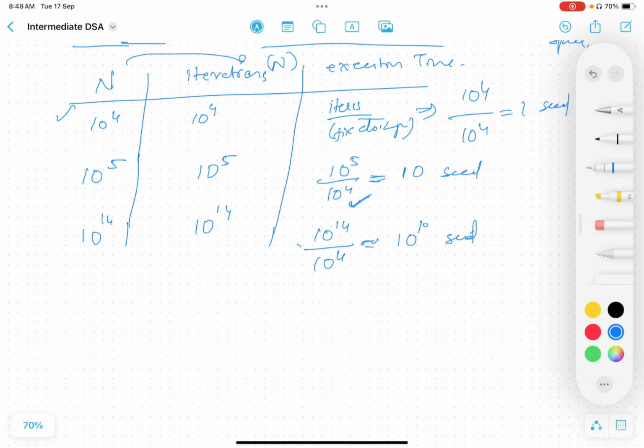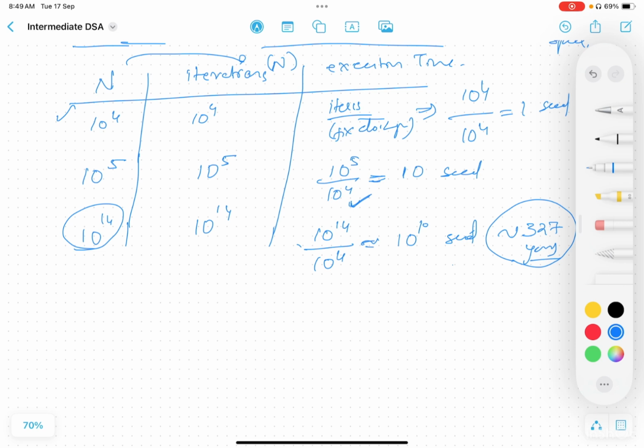Come on, take your calculators and tell me how much time it will take. Yeah, you don't need to do that. It actually takes somewhere around 327 years. So if you want to find the number of factors for a number which is 10 power 14, you need to actually wait 327 years, which is not possible.